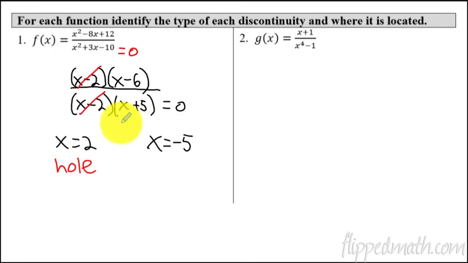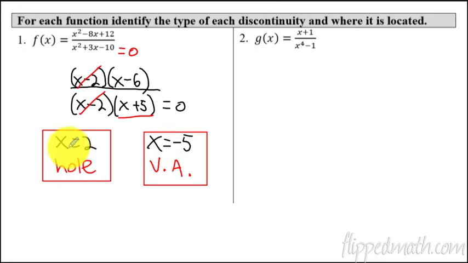And if it does not cancel, if it just stays there and does not cancel out, then that is a vertical asymptote. And I'll just abbreviate it like that. Okay, so there's your answers for this one. But as a reminder, this x equals 2 is a hole. That is a removable discontinuity, right? Because if you fill in the hole, it's now gone. The discontinuity is gone. Whereas this one is a non-removable.